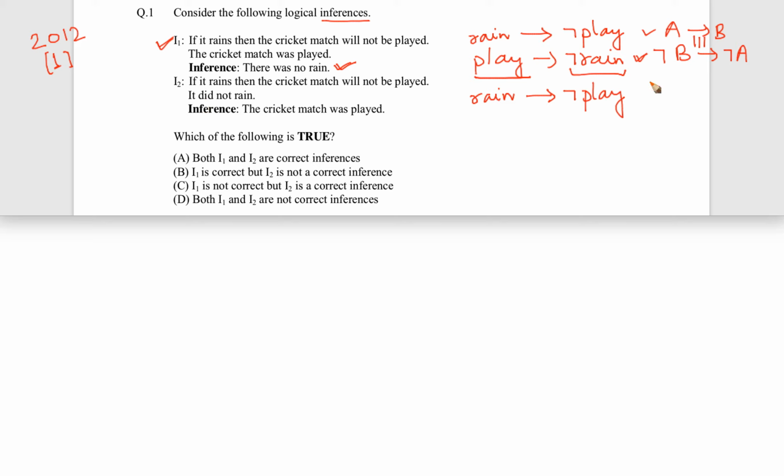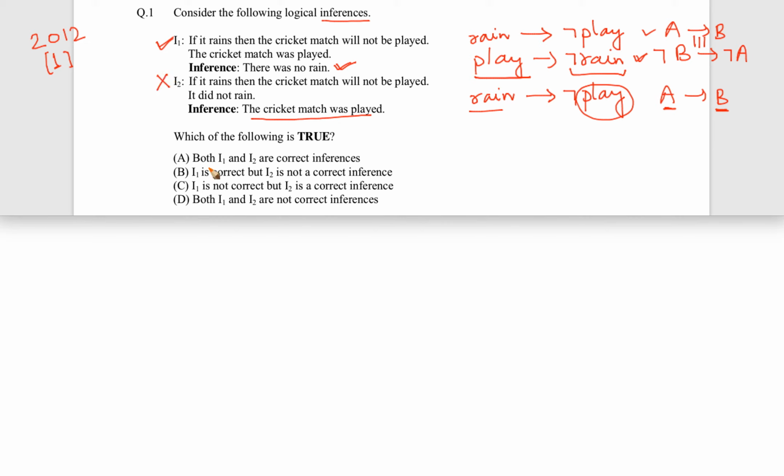So you know that if A implies B, it simply says that if A has happened, then B is going to happen. However, if A has not happened, then we cannot say anything about B. B might be occurring, B might not be occurring. So if rain implies not play, and if it did not rain, then we cannot say anything about play. Whether play has happened or not, we cannot say anything. So we cannot deduce this inference that the cricket match was played or not. So this inference cannot be deduced from the given statements. So that's why I2 is wrong.